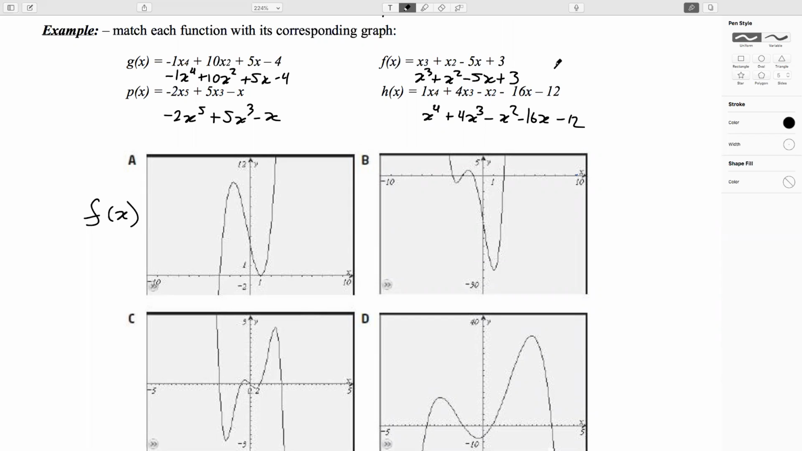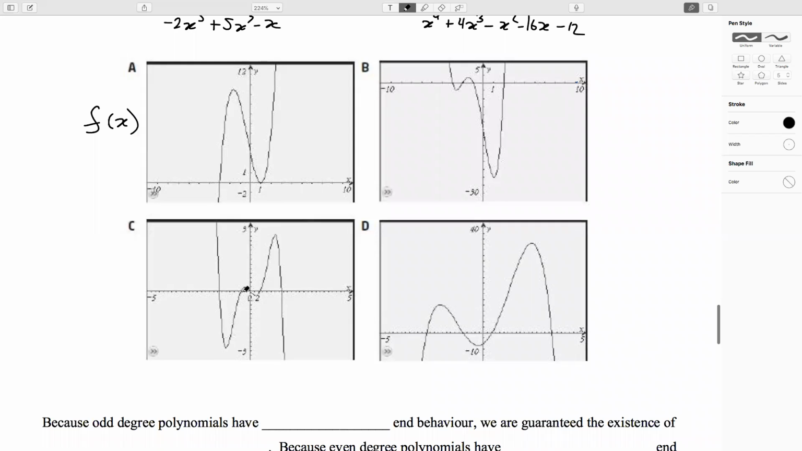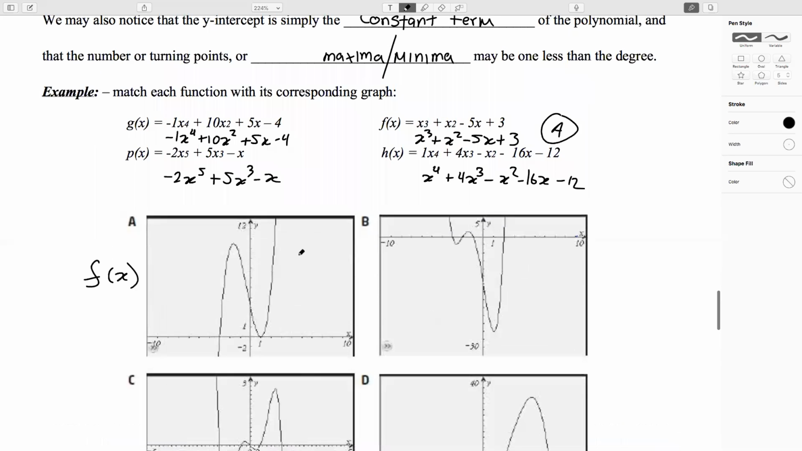All right, so then let's look at C. I know C is not quartic because it has opposite end behavior. It has to have an odd power of x. And it has 1, 2, 3, 4 changes in direction. Since the changes in direction can be up to 1 less than the degree, I know this has to be at least degree 5. And I have 1 degree 5.